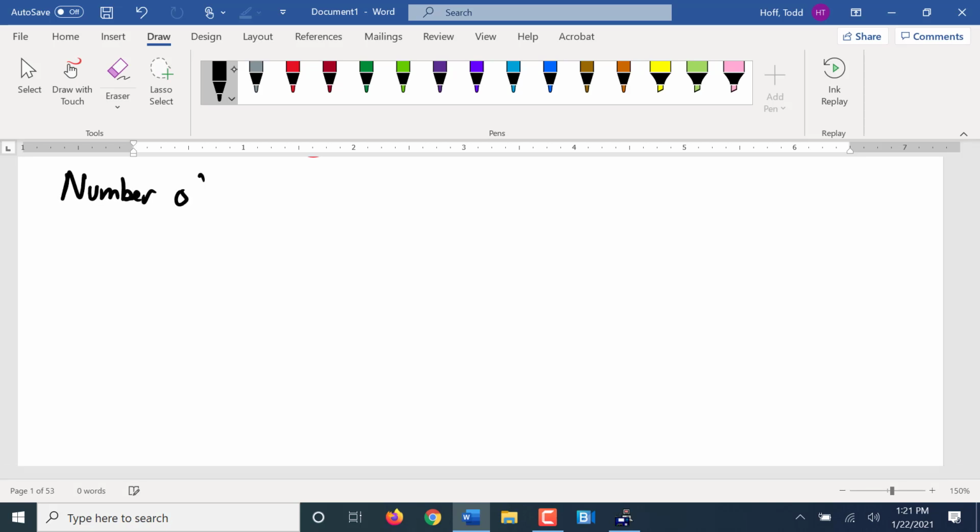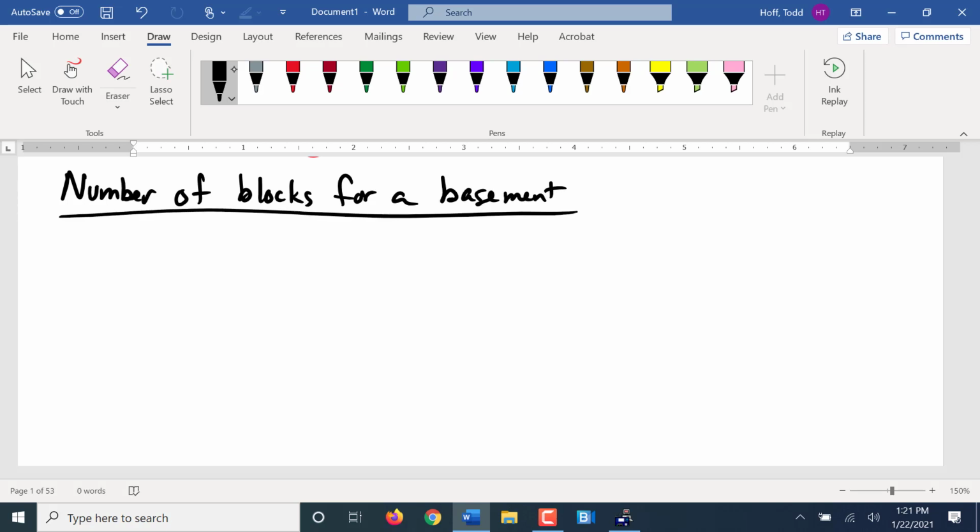Now last week, we looked at different estimating formulas for construction. One of them was the number of blocks for a basement. Of course, this is just for the walls, obviously. To do that, we just did simple rectangles.